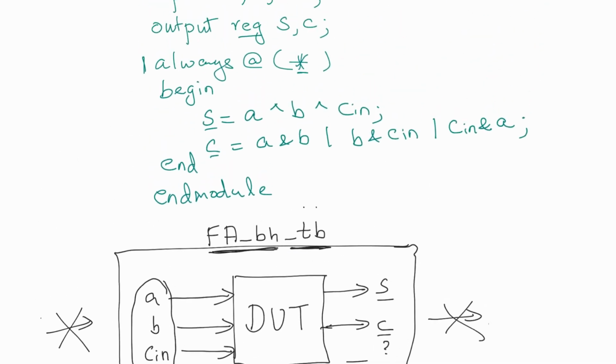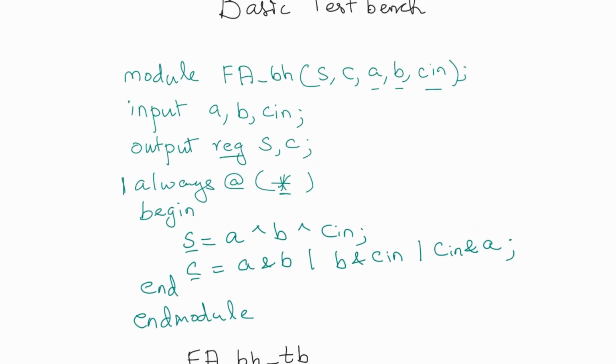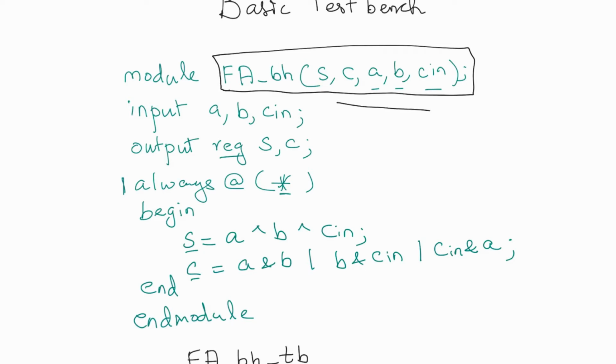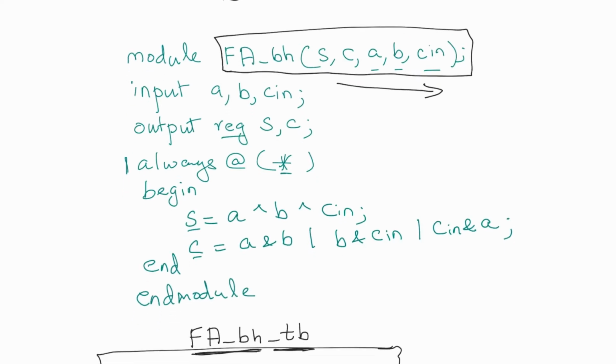You will need the same definition, and we're going to follow port connections by order. You can remember this order: S, C, A, B and CN. So let's go ahead.